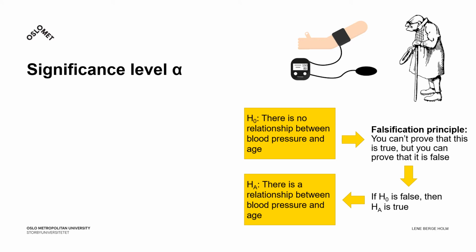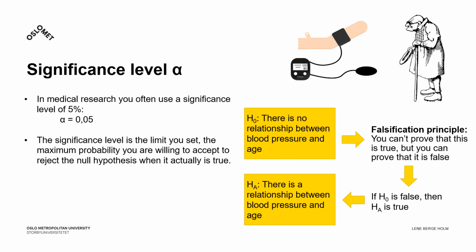The significance level alpha. In medical research, you often use a significance level of 5%, alpha equals 0.05. The significance level is the limit that you set, the maximum probability that you are willing to accept to reject the null hypothesis when it is actually true.